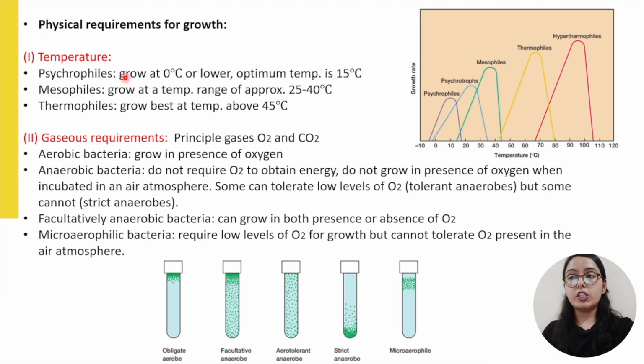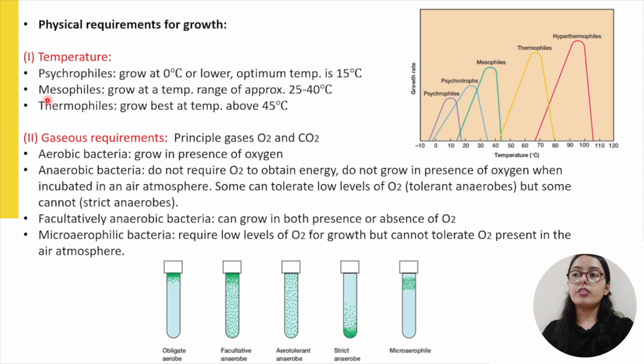Now based on temperature, there can be three types of bacteria. So the first is psychrophiles. Psychrophiles are those bacteria which grow at a temperature of 0 degrees Celsius or even lower. However, the optimum growth temperature, that means the temperature where the maximum growth is shown, for psychrophiles is generally 15 degrees Celsius.